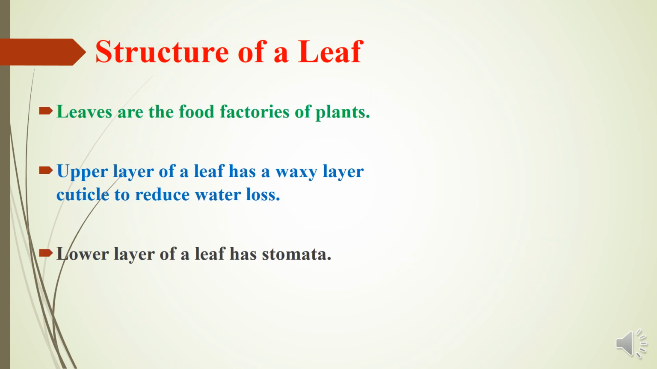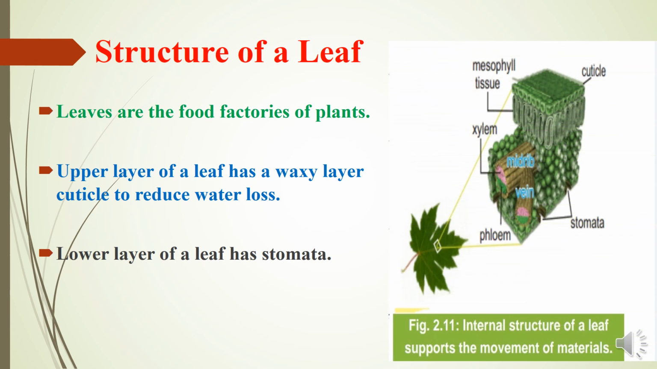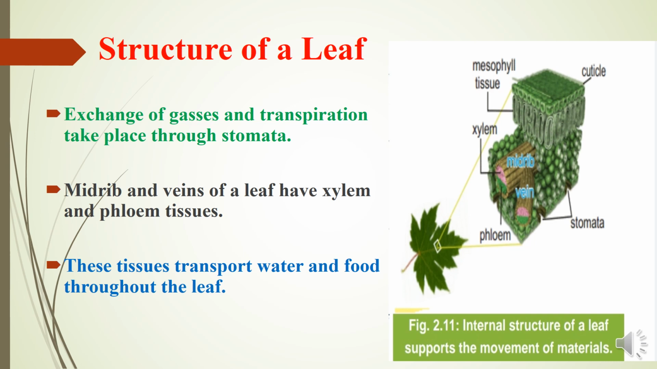So the next one is the structure of a leaf. We are all well aware of the structure of a leaf. Now we will discuss this. Leaves are the food factories of plants. We know that the upper layer of a leaf has a waxy layer to reduce water loss. The lower layer of a leaf has stomata. Exchange of gases and transpiration take place through stomata.